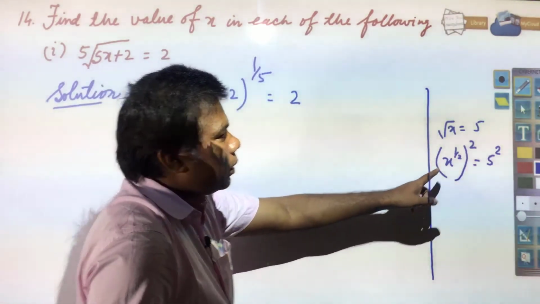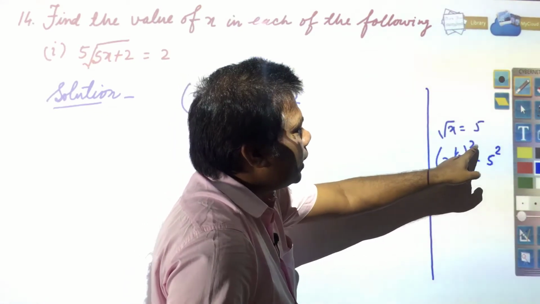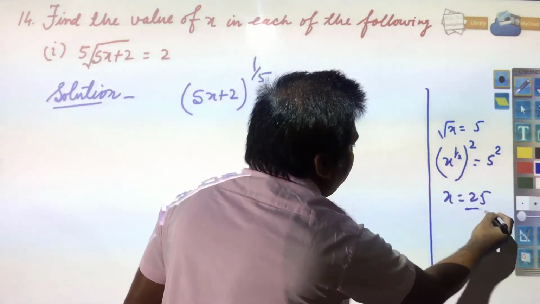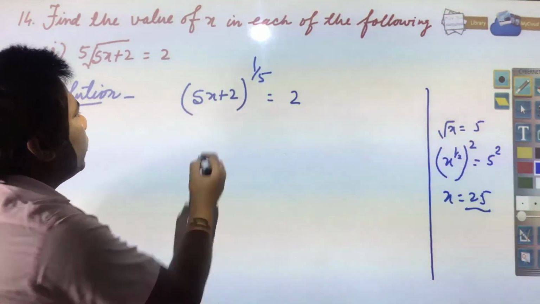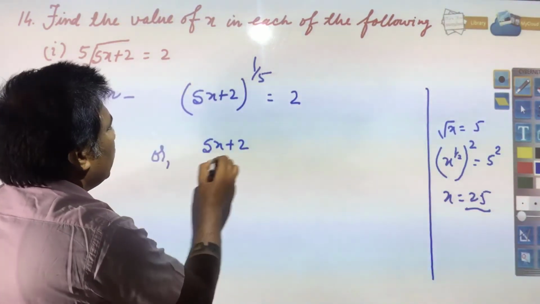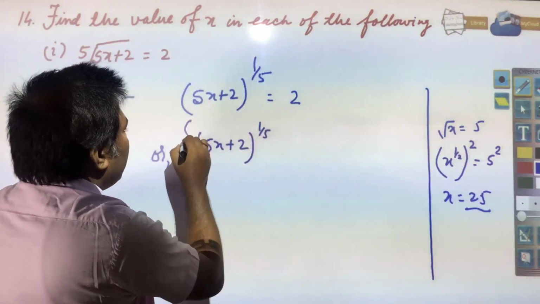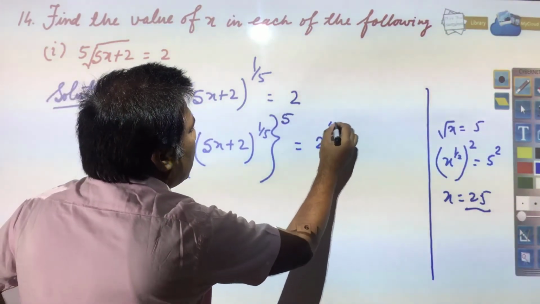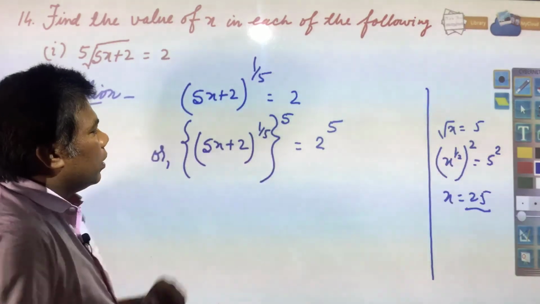Why we will do this? Because for the square root, the power 1 by 2 will be cancelled with this 2, and you will get finally x is equal to 25. The same method is required to be applied over here. What we will do? (5x plus 2) to the power 1 by 5 you have. We will take power of 5 on both sides like this, as we have done over here. In this way, this is required to be written.